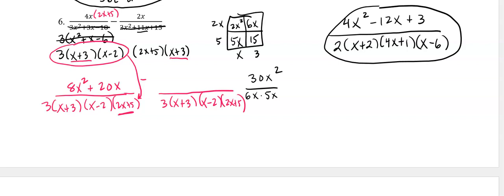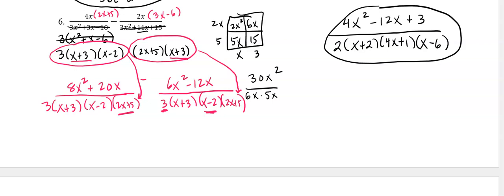All right, do the same thing over here with this denominator. 2x plus 5 is going into this. What doesn't cancel will be the 3 and the x minus 2. So I like to just go ahead and put those together. That's 3x minus 6 to be multiplied times 2x. So 2x times 3x is 6x squared, and 2x times negative 6 is negative 12x.